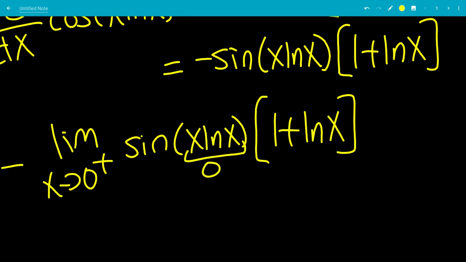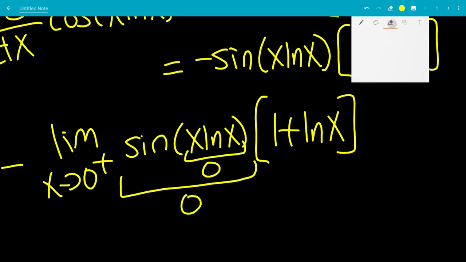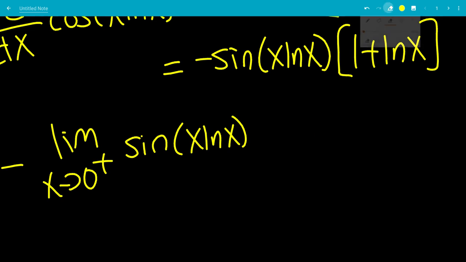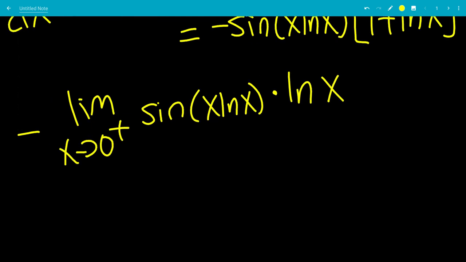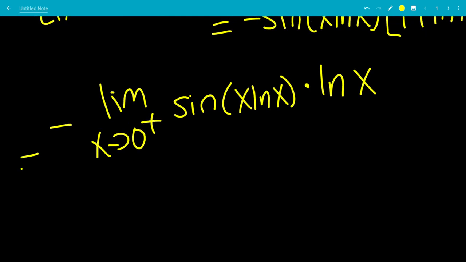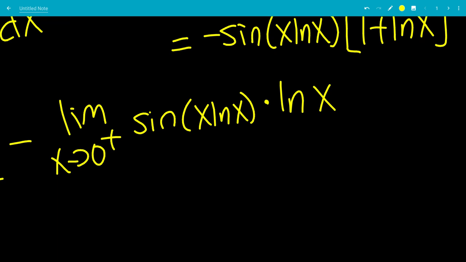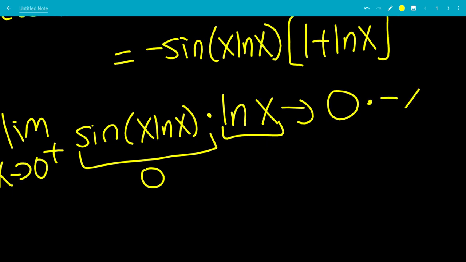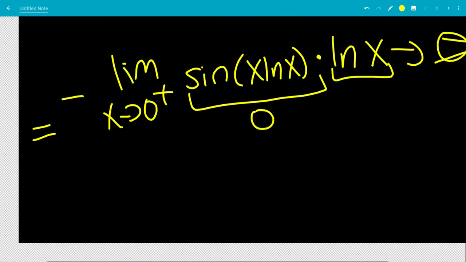We know that sine of 0 is 0. 0 times 1 is 0, so this part goes away. So we can really rewrite this as sine of x ln x times ln of x because the other part goes away. Okay, good. So now let's plug in 0 plus. So we're going to get 0 from this term, and then here we're going to have negative infinity again, so this is not good.